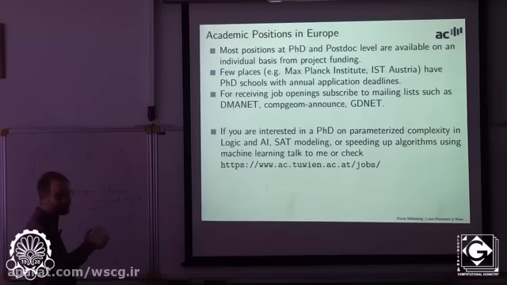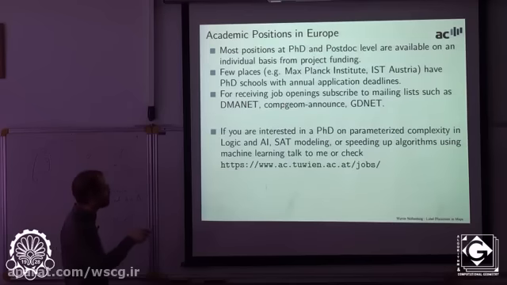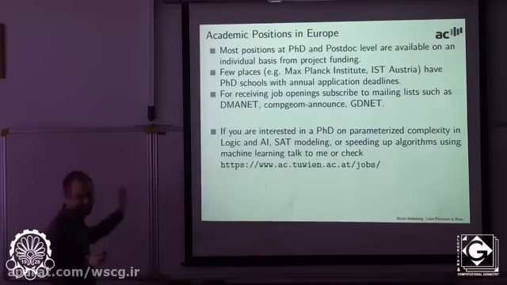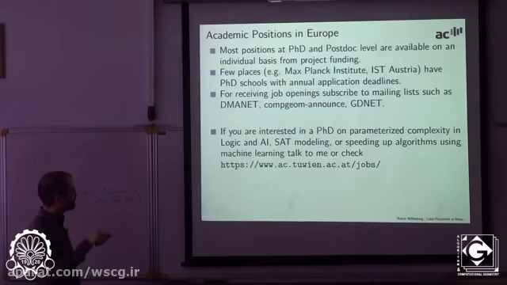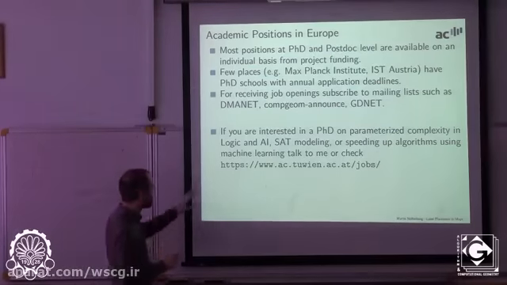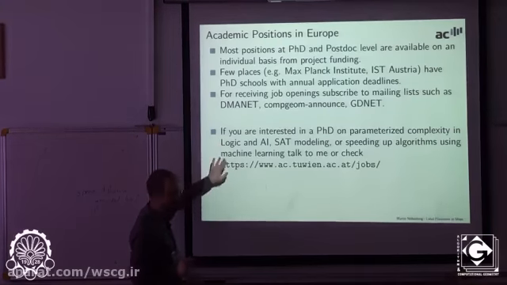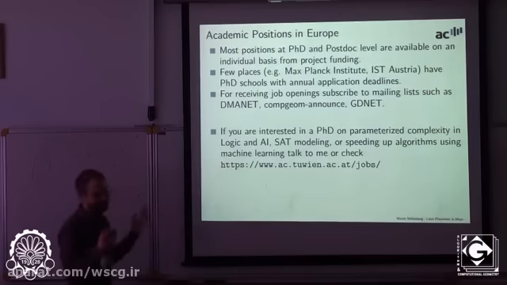This is basically discrete math and algorithms, and all the European universities post their positions here. For computational geometry, you maybe know this list, CompGeom announce, and for graph drawing, there's one called GDNet. And this is something a colleague of mine asked me to maybe put here. So he's looking for a PhD student in the algorithms group at TU Wien, working on logic and AI, SAT modeling, or speeding up algorithms using machine learning. Also using programming. So this is kind of a practical and theory position. If this is something for you, approach me and I can give you more details.